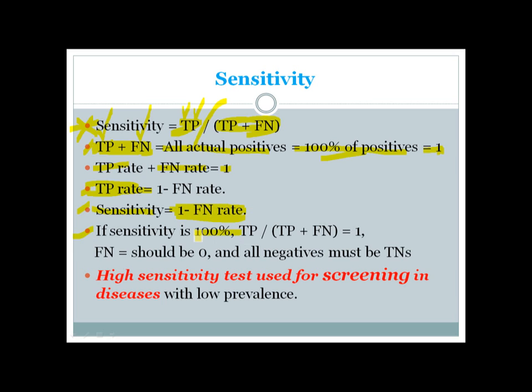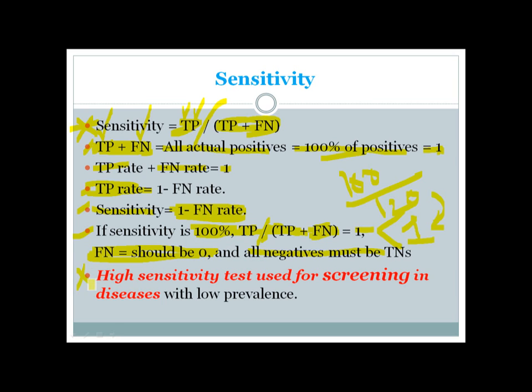And if sensitivity is 100%, then true positive divided by true positive plus false negative will be 1. And in this situation, the false negative must be 0, because if false negative is more than 0, the result will be less than 1. Suppose true positive is 100 and false negative is 20. So the result will be 100 by 120, so it will be less than 1. Any time false negative is not 0, the sensitivity will not be 100%. So for sensitivity to be 100%, false negative must be 0.